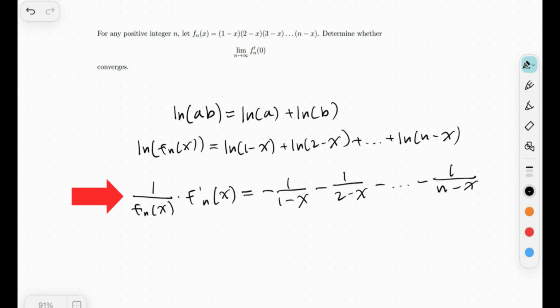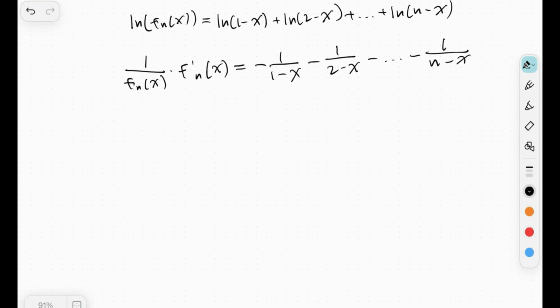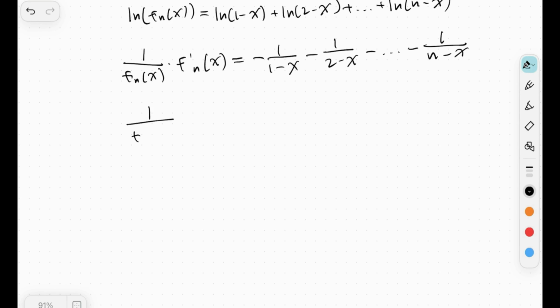We're interested when x is equal to 0, so let's plug in x equal to 0 for this equation. So then we would get 1 over f sub n of 0 times f prime sub n of 0, you get the point, right? I'm just going to plug it in. Right, so I'm finally done.